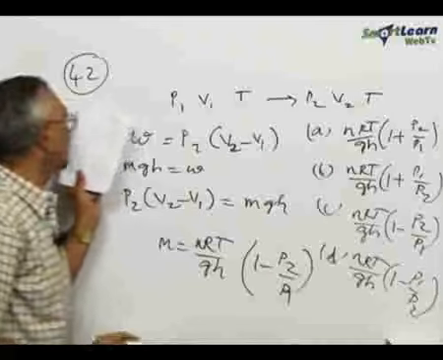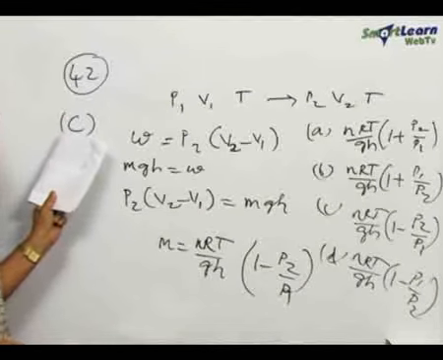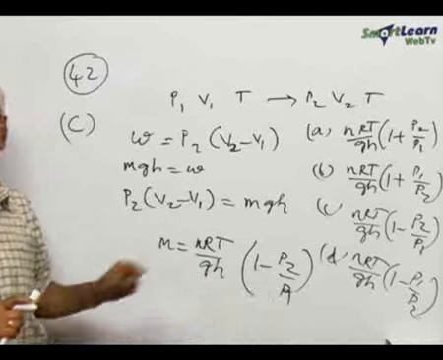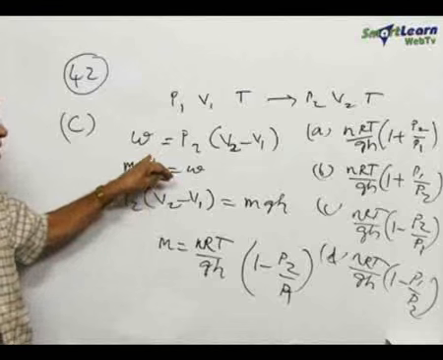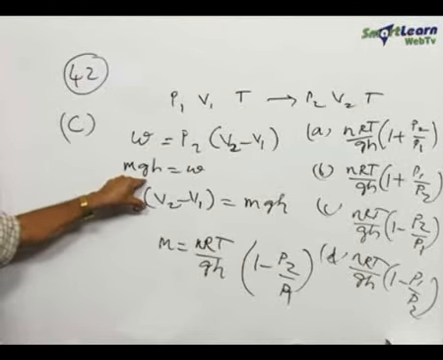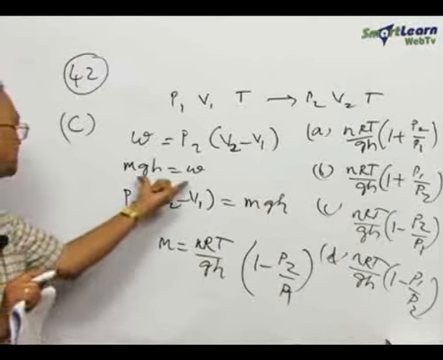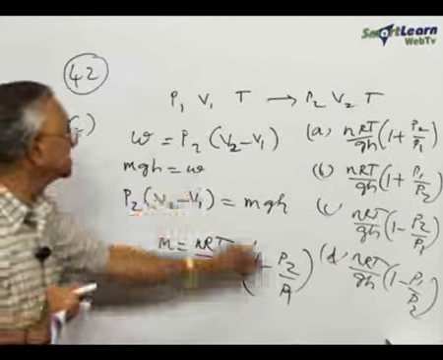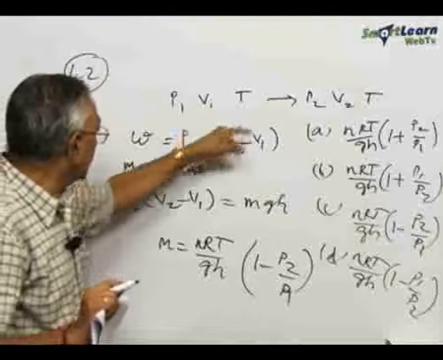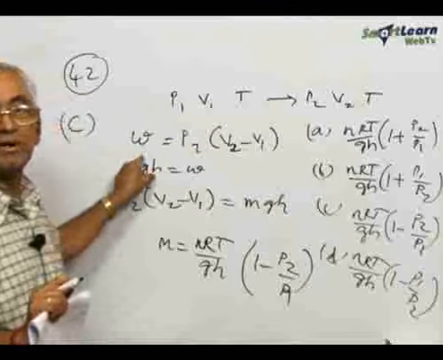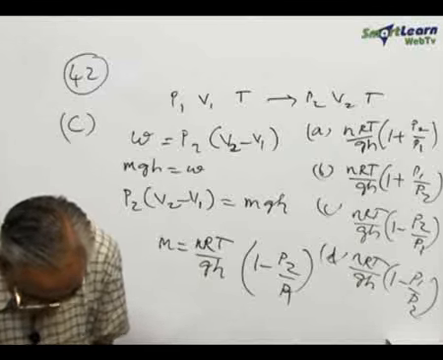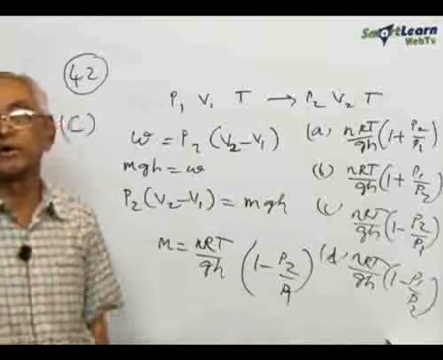So, the correct answer for this question is option C, which is nRT by gh into 1 minus P2 by P1. The only difference is, instead of saying the work done, work has been equated to a certain mass lifted through a height against the acceleration due to gravity. That is all. This is being substituted in the place of W. The rest of the things are the same equation. When it is expanded against a constant pressure, this is the equation employed, and the work is done by the system since the gas is undergoing expansion.